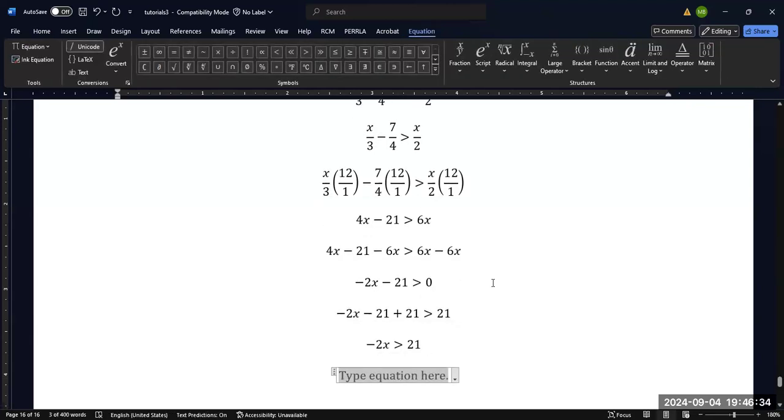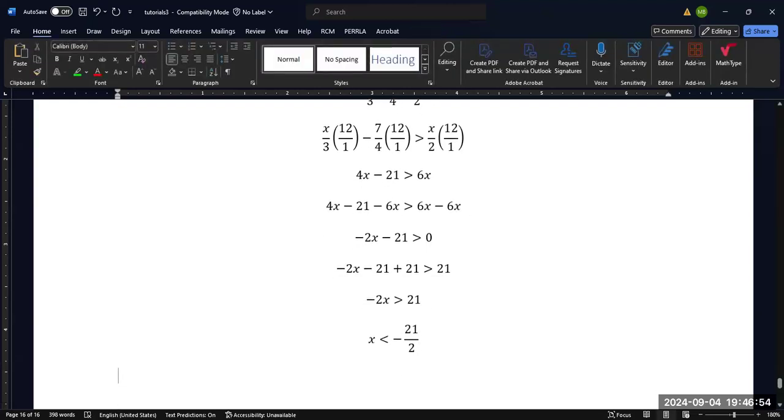Now is where I have to be careful. If I divide by a negative, I do have to flip the inequality. So -2x divided by -2 is going to be x less than, not greater than anymore, -21/2.